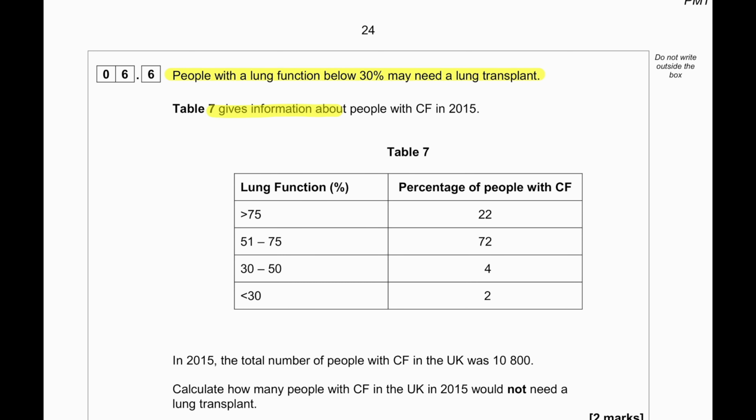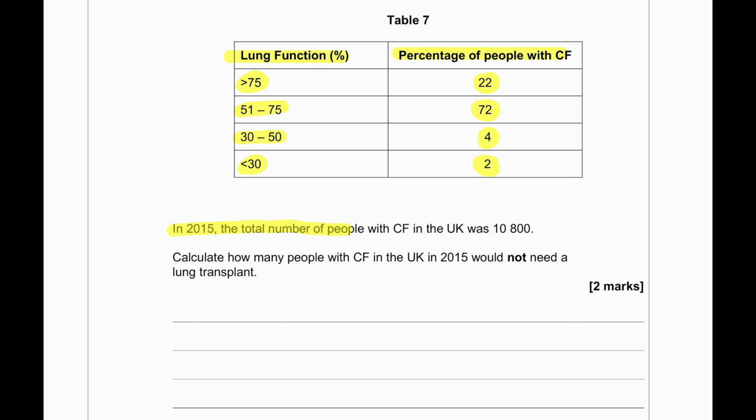Table 7 gives information about people with CF in 2015. Lung function greater than 75, percentage of people with CF 22; 51 to 75, 72; 30 to 50, and less than 30, 2. In 2015, the total number of people with CF in the UK was 10,800.